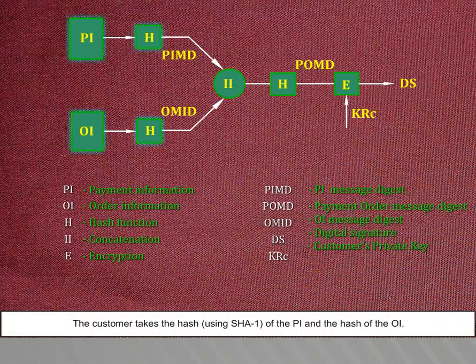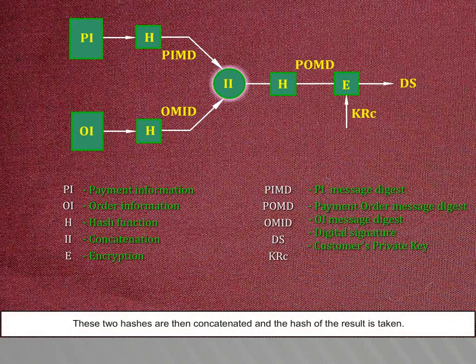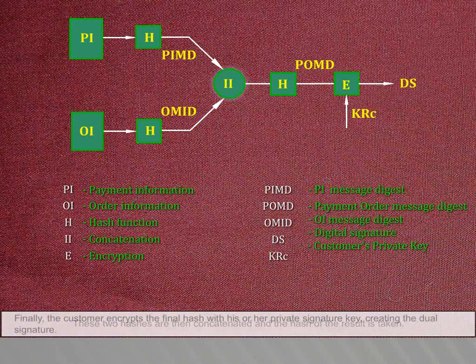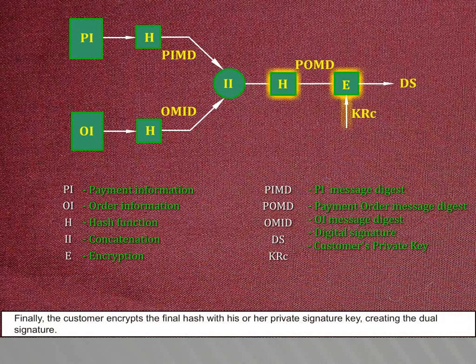The customer takes the hash using SHA1 of the PI and the hash of the OI. These two hashes are then concatenated and the hash of the result is taken. Finally, the customer encrypts the final hash with his or her private signature key, creating the dual signature.